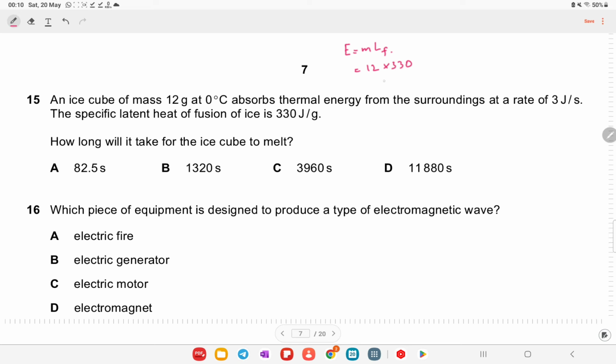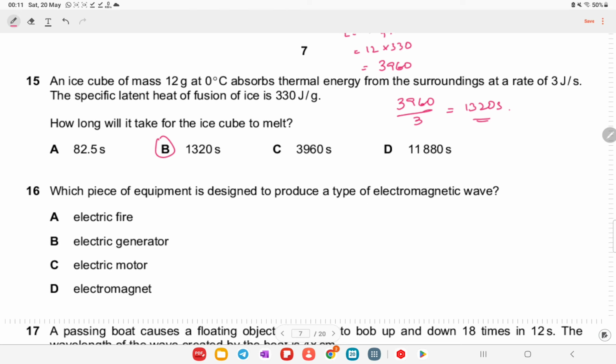So if you multiply these two values, you will end up with 3960, and then you are going to divide this 3960 by 3. So you will have this time. So option B is your right answer.